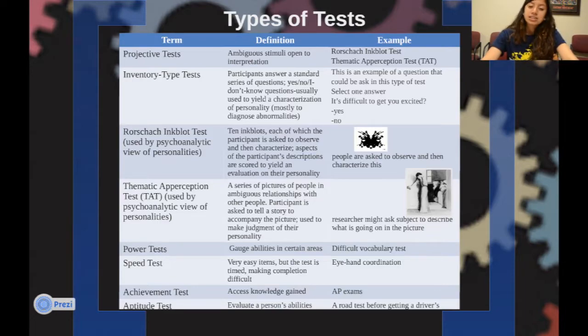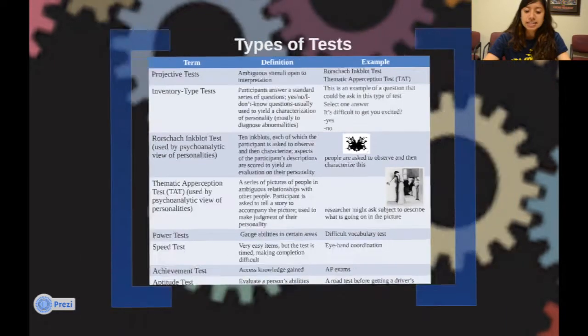The achievement test is actually kind of funny because it assesses knowledge gained. So you're actually going to be taking an achievement test while you're taking the AP exams. And finally, we have the aptitude test, which evaluates a person's abilities to do something. So that's how you get your driver's test. You have to actually show that you can drive a car to be able to get a license.